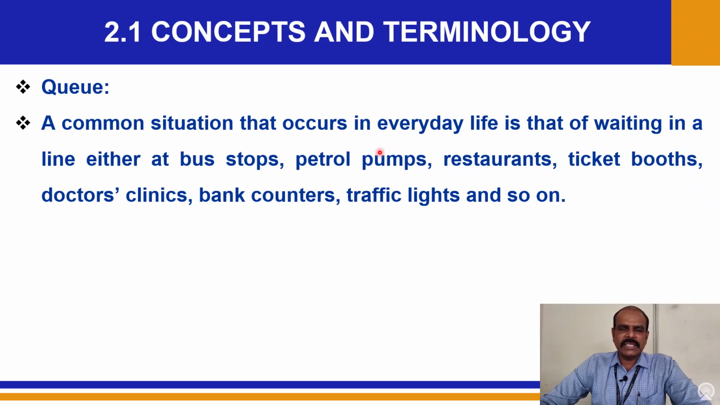A common situation that occurs in everyday life is waiting in a line. We have a line and we wait at bus stops, petrol pumps, restaurants, ticket booths, doctors' clinics, bank counters, traffic lights, and so on. In a country like India, where a queue is inevitable in any process, you get into any system, obviously a queue is going to be a mandatory part. You can't even bypass it in some cases. You are supposed to stand in the queue, wait for a while, and get the service done. Till the service is done, we are going to wait in the queue.